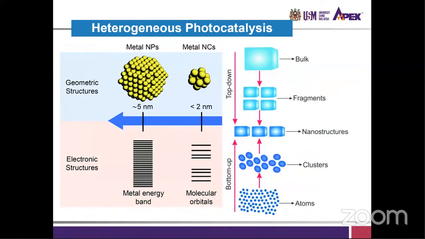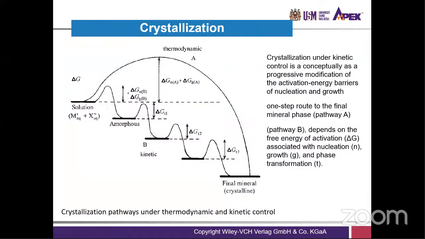And as far as we're concerned, I know that everyone knows there are a lot of methods that we can use to fabricate these metal nanoparticles as photocatalysts. It can be top-down, from bulk into nanostructures, or a bottom-up approach, from atoms into clusters, and the end product is the nanostructures. But what we control in nanostructures is actually the crystallization. If you can see here, this is a crystallization pathway. This is pathway A, and this is pathway B.